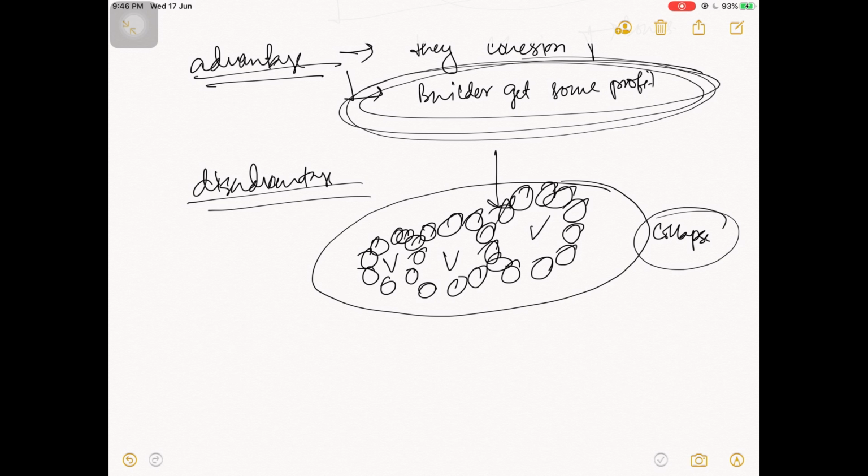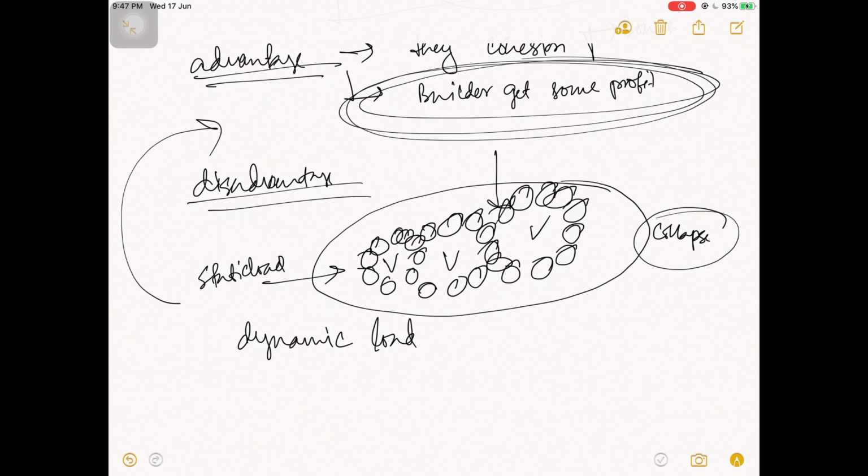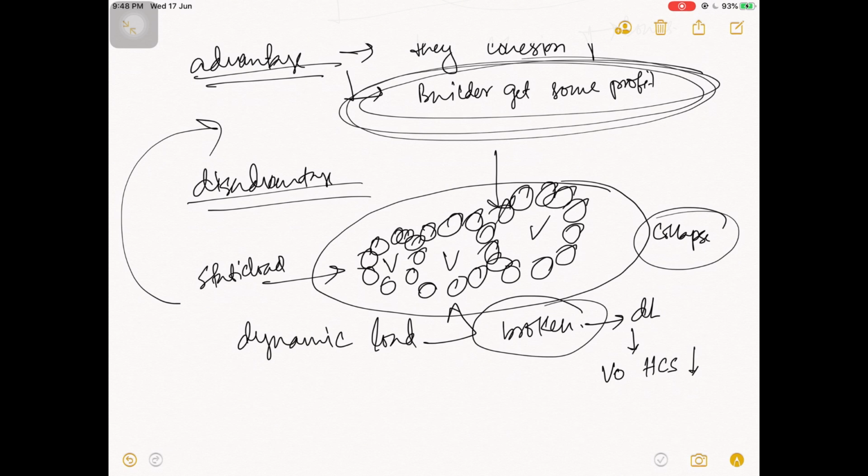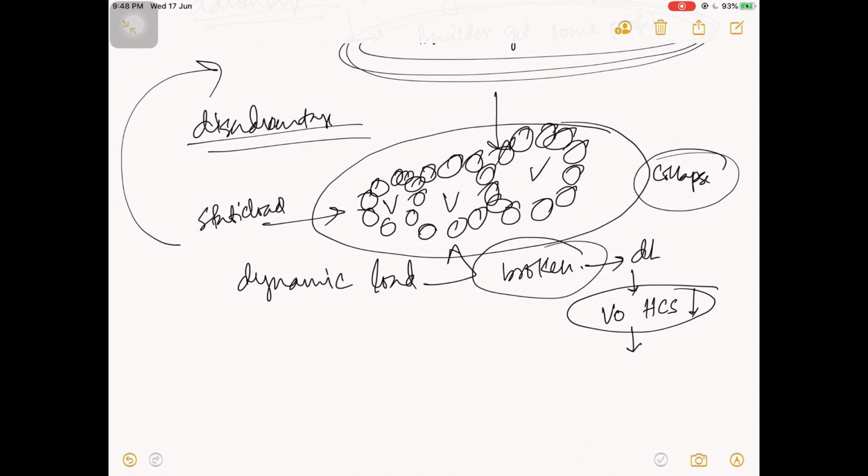Number 2, they can accept a static load, so you can add it here. But for a dynamic load, the structure will be broken. And if you ask why it is broken, because when you apply a dynamic load, the volume of the honeycomb structure is reduced. If the volume of the honeycomb structure is reduced, that means all particles come close, this linkage will break, then this soil structure will break.